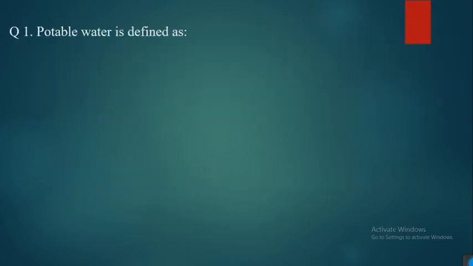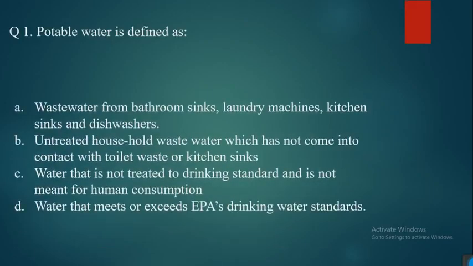First question. Potable water is defined as wastewater from bathroom sinks, laundry machines, kitchen sinks, and dishwashers. Option B. Untreated household wastewater, which has not come into contact with toilet waste or kitchen sinks. Option C. Water that is not treated to drinking standard and is not meant for human consumption. Option D. Water that meets or exceeds EPA's drinking water standards.